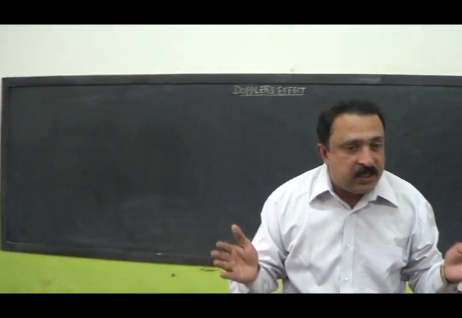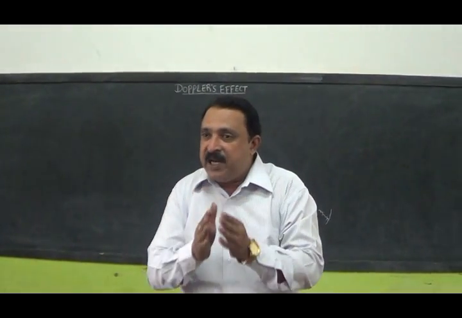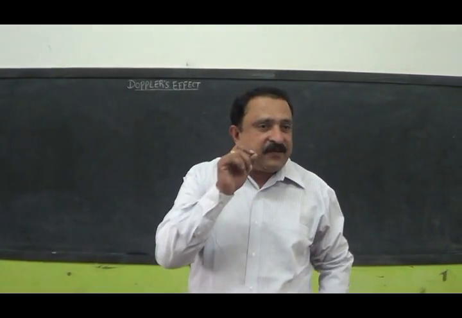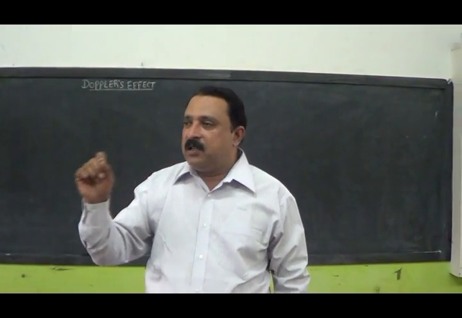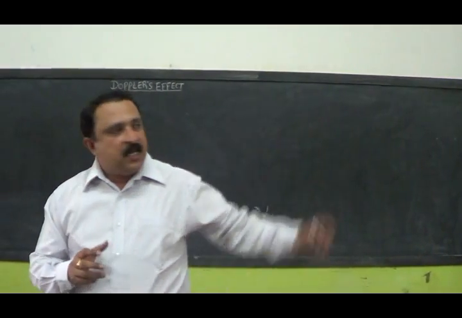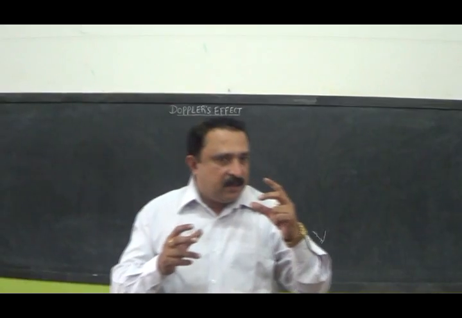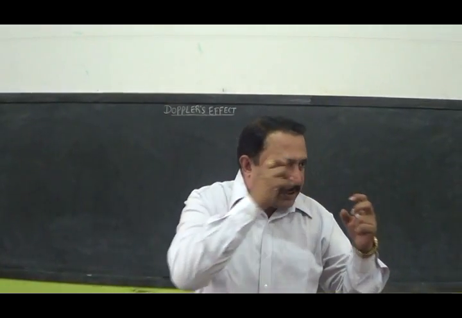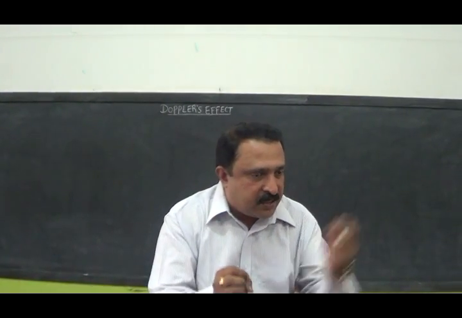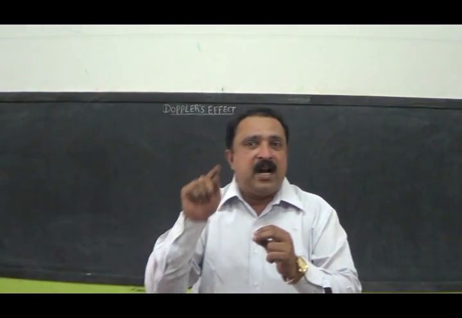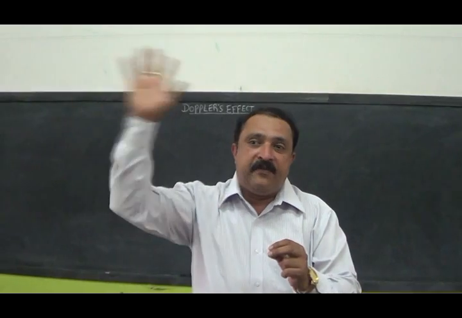But actually, what is the value of the frequency? 540. This phenomenon is called Doppler's effect. The actual frequency is 540 in this case. The person perceives 560 Hertz as the train is approaching him. This 560 is called the apparent frequency.